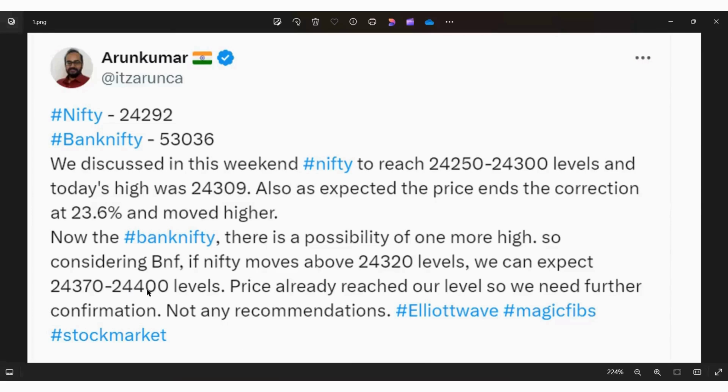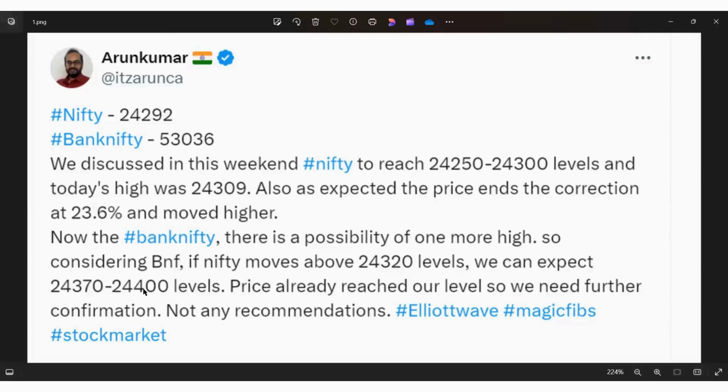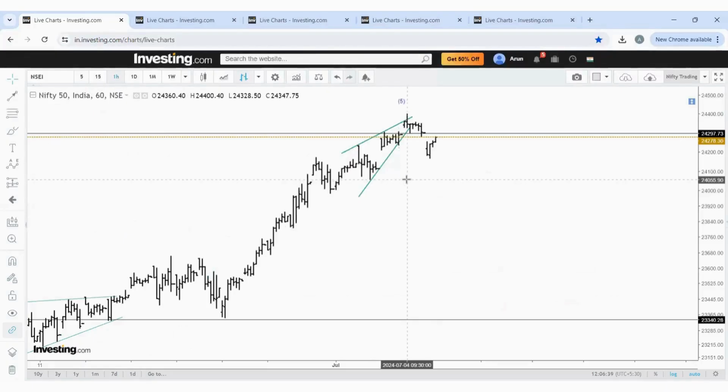Fine. So this is the analysis we did on 3rd July, and as of now, the high made was 24,401, exactly our level. This is what I mean by precise levels of targets. To talk about charts for identifying precise levels, this week I shared MGL. This is also one of the precise resistance levels. 24,400 was expected, and the actual high was 24,401. So this is also an example of precise levels.